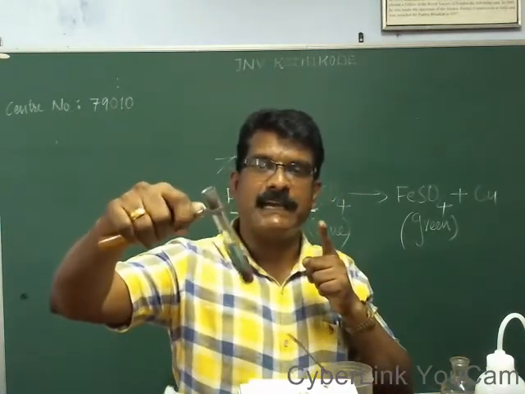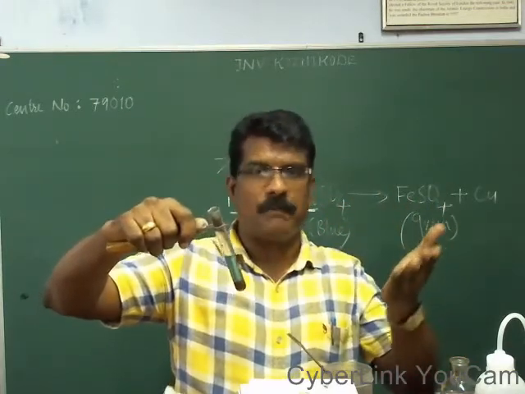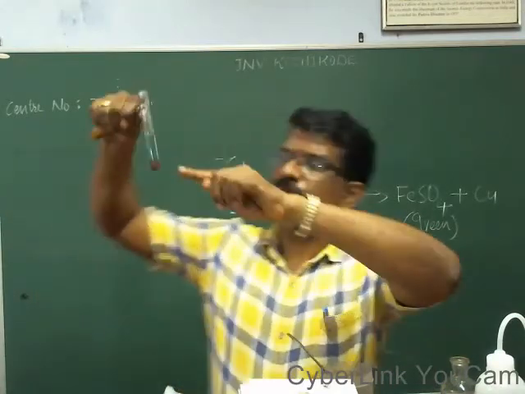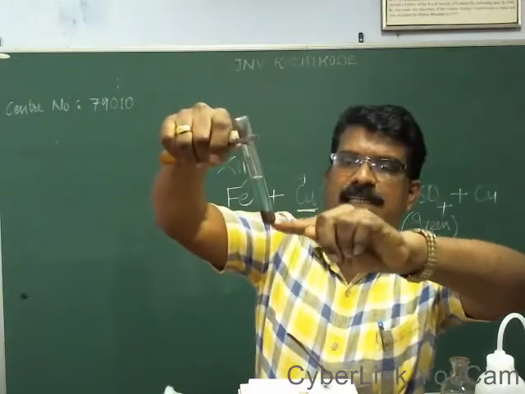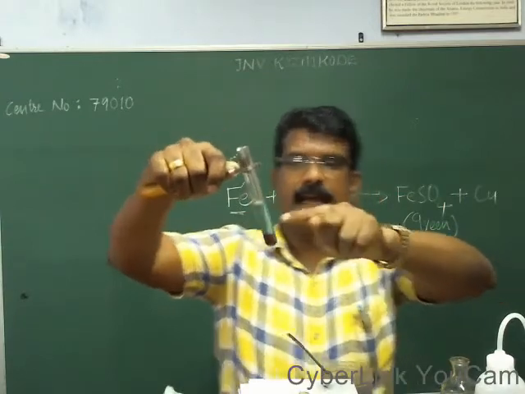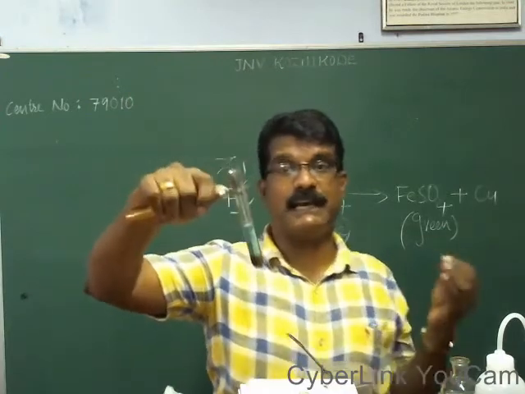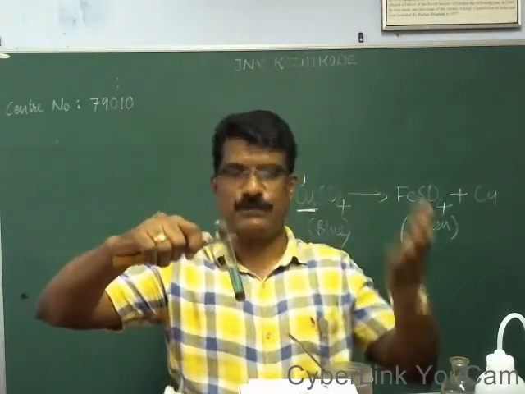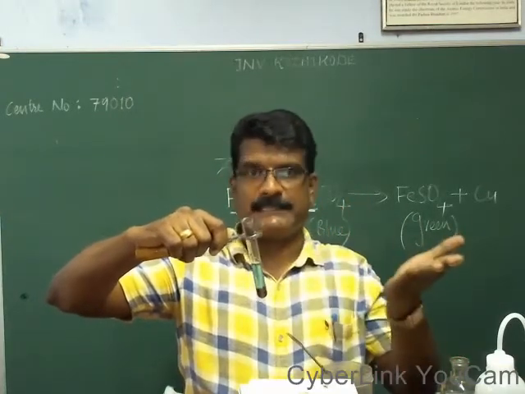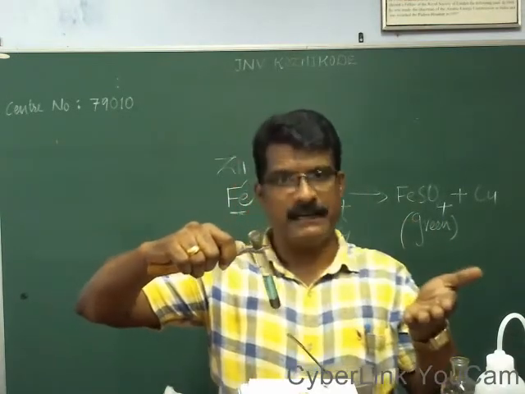From this what can we understand? We can understand that iron is more reactive than copper. That's why it becomes iron sulfate. And if you see clearly, we can see the copper particles. Copper is getting separated. And here you can see the green iron sulfate. From this we can understand that iron is more reactive than copper. That's why iron displaced copper from copper sulfate solution. That's why it is called displacement reaction.